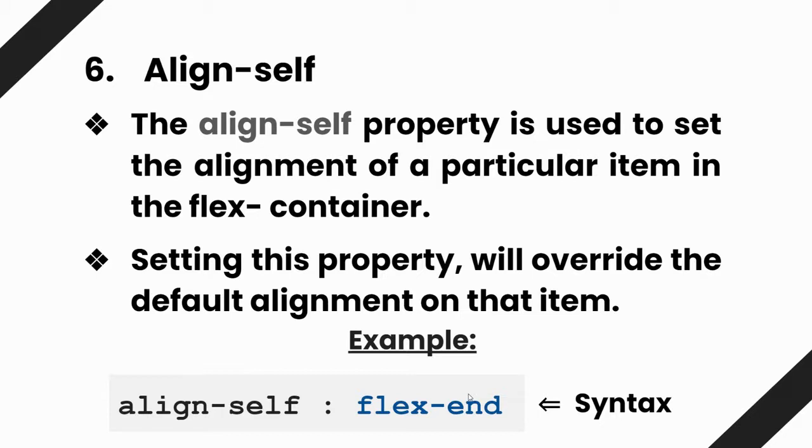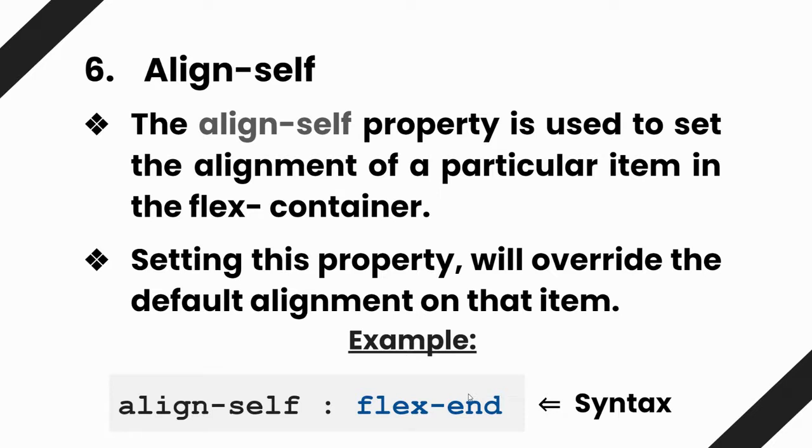Lastly, we have the align self. The align self property is used to set the alignment of a particular item in the flex container. Now, the align items property of the flex container is actually used to order the alignment of each of these items. But with the align self, we can order the alignment of a particular item within the other items of the container.